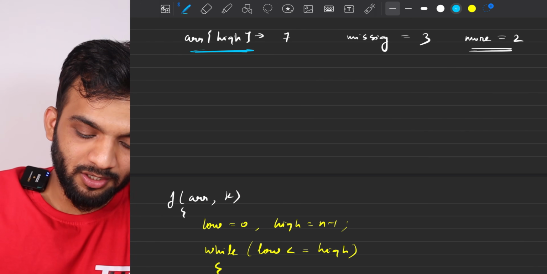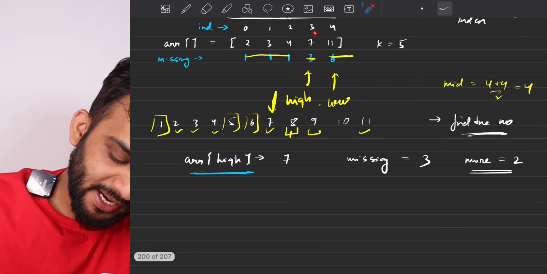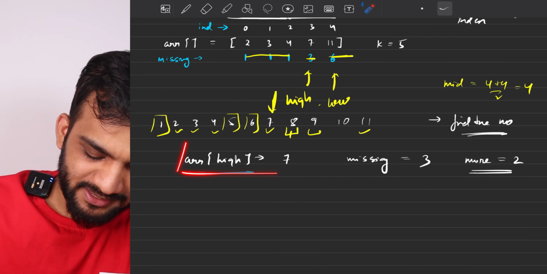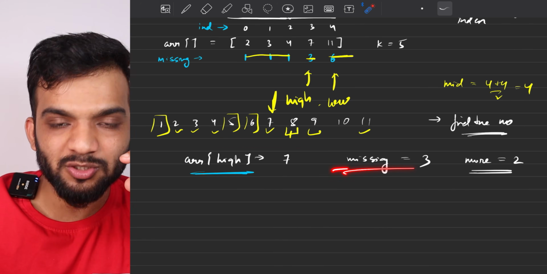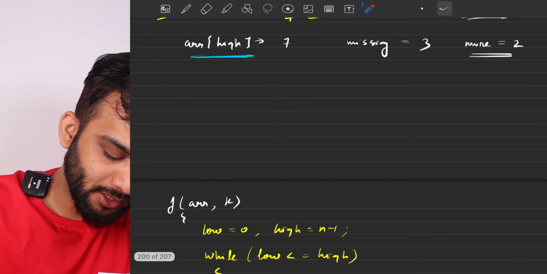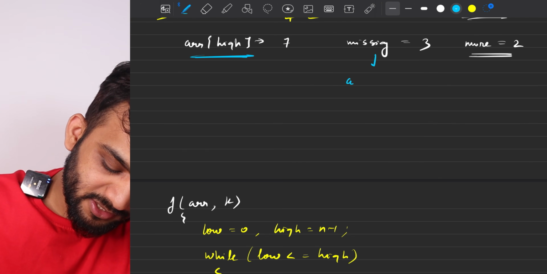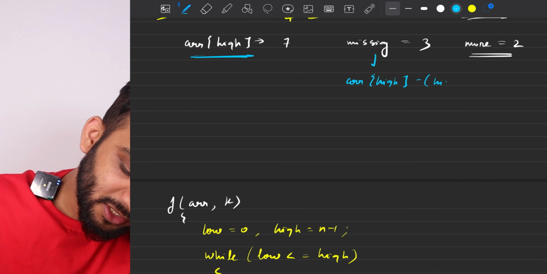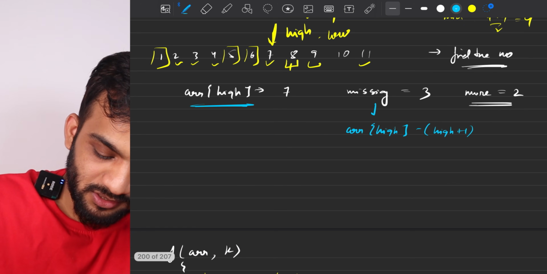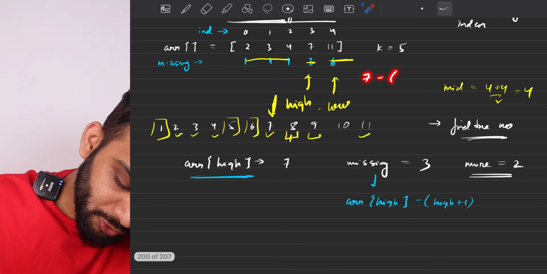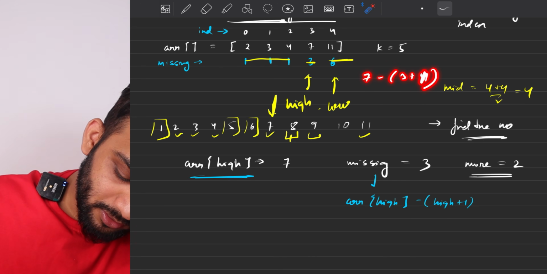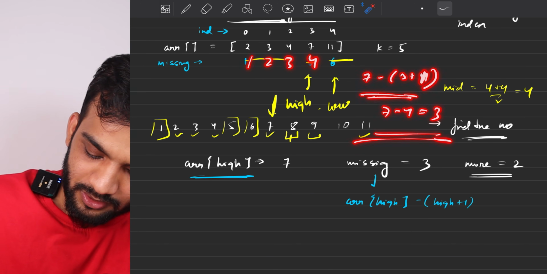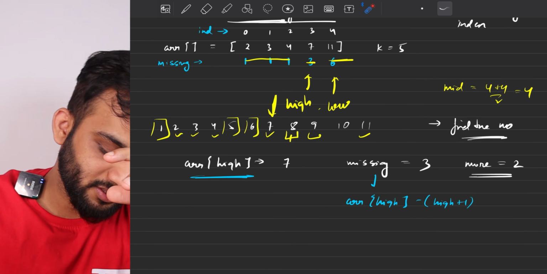At array of high, because if you remember this particular example, high was standing at this and low was standing at this. So at array of high, we had 7, right? And the missing numbers were 3. What is the formula for missing numbers, if I ask you? It's array of high minus that index plus 1, because that is what it is. 7 minus 3 plus 1, sorry, 3 plus 1. That's 7 minus 4 equal to 3, because ideally there should have been 4 here. So we know the formula for missing is this.